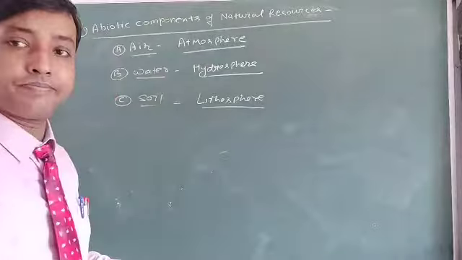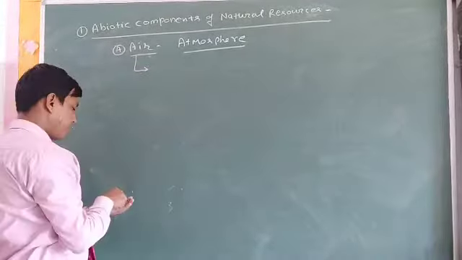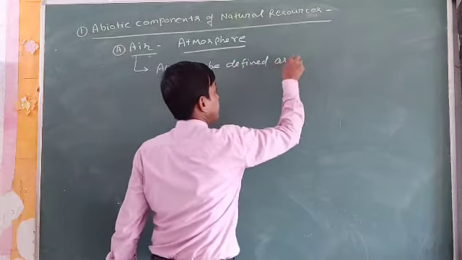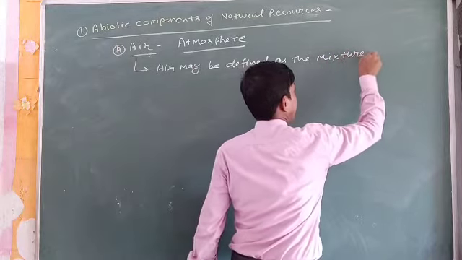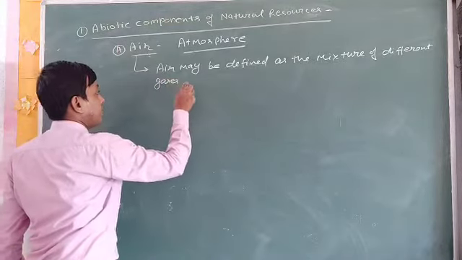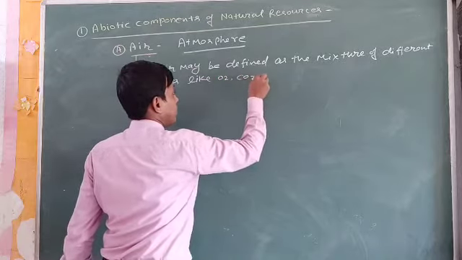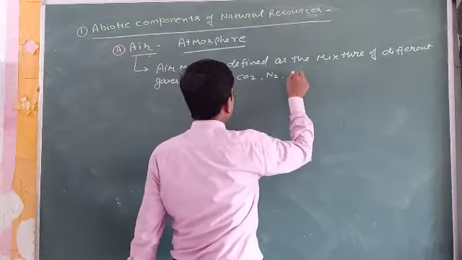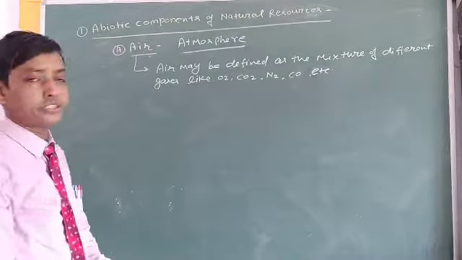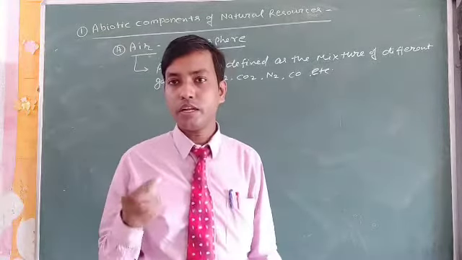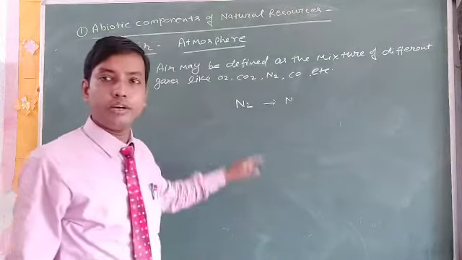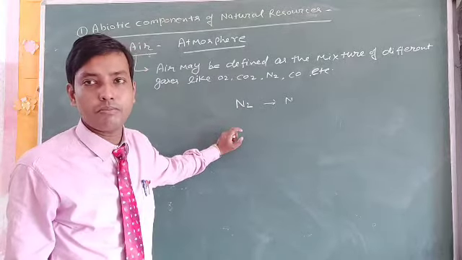Now back to the air. Air may be defined as the mixture of different gases, like oxygen, carbon dioxide, nitrogen, carbon monoxide, etc. Listen, a mixture of different gases is known as air, and each gas is available in the form of its molecules, like N2. Every type of gas is available in the form of molecules.